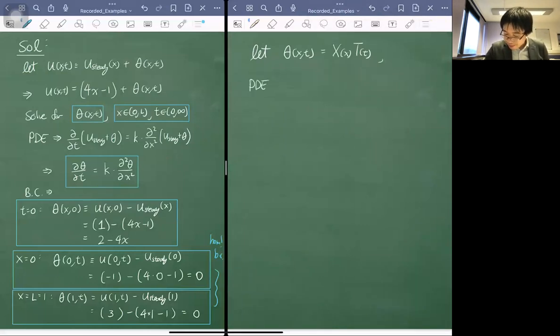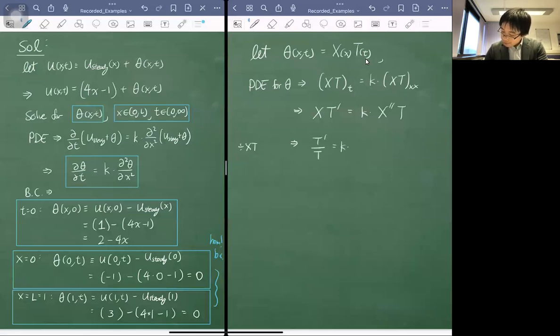So now the new PDE, if we want to specify the PDE for theta, implies X(x)T'(t) equals k X''(x)T(t). The X is not going to be differentiated with t, only the T is differentiated with t, and the X is going to be differentiated twice. This function is going to be differentiated twice, this is not going to be differentiated.